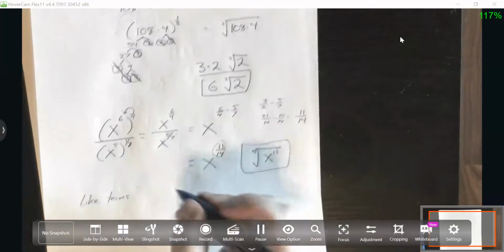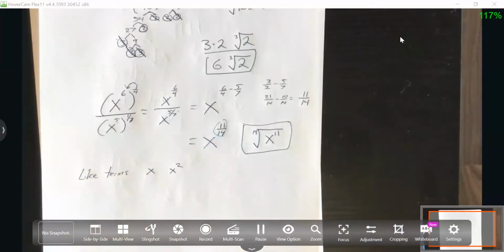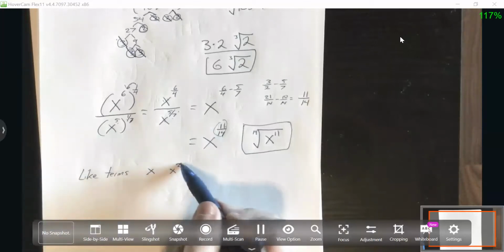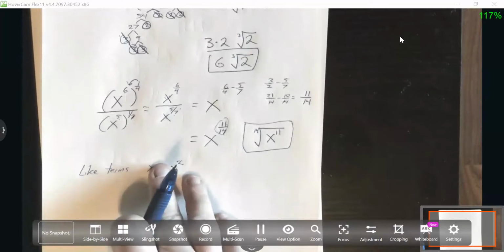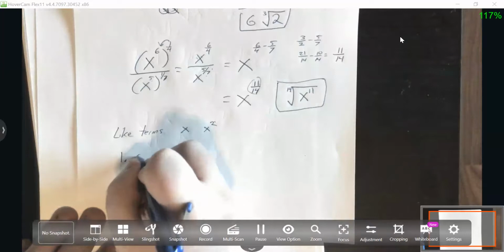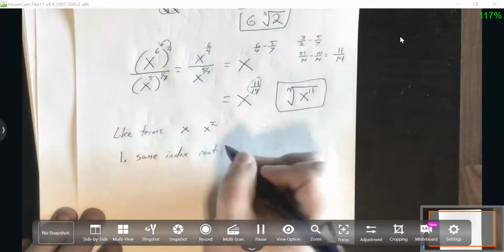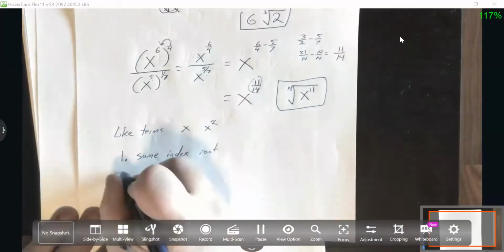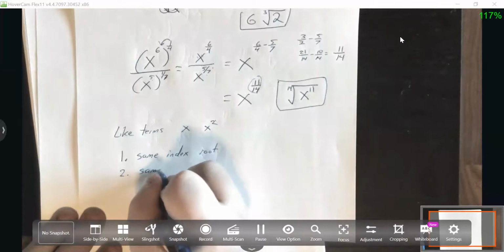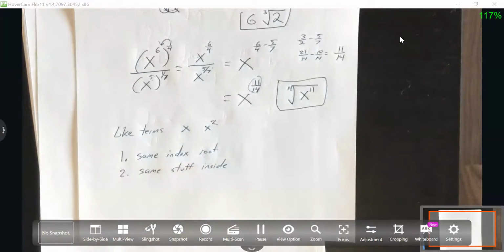So remember, before when we talked about like terms, if we had something like x and x squared, it was not considered like terms. We could multiply them, we can divide them, but we could not add or subtract. And that's because it's different powers. Well, roots count as powers. So for something to count as a like term for us, it has to meet two criteria. One, it has to be the same index root, so the same type. If we're talking about 7th roots, everything has to be a 7th root. Second, it has to have the exact same stuff inside. We can't have different things inside the roots and still have it be considered like terms.